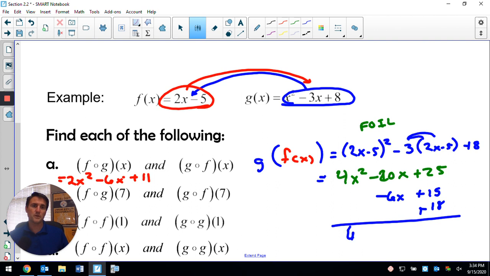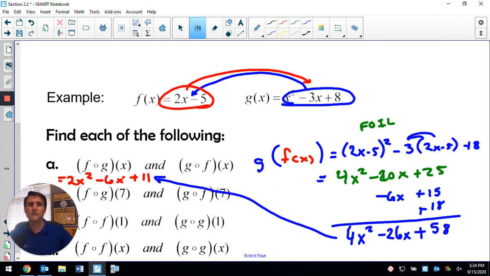We've got 4x squared. We've got negative 26x's. And then, I'm going to have to grab my calculator for all that. Let's see, 25 and 15 is 40. 40 and 18 is 58. I guess I can do that in my head. 58. That is completely different than the first one we got, isn't it? So reversing the order is going to change the outcome. They're not the same.